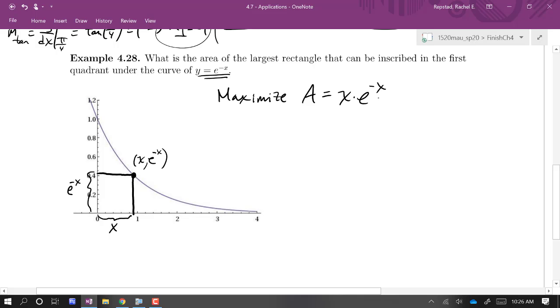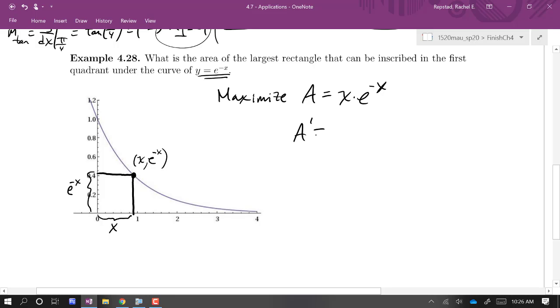There we have our function. This is an optimization problem. We've written our function for area in terms of just a single variable x. That means we're ready to jump in and take the derivative, because if we want to maximize or minimize something, we want to find critical values. We want to take the derivative and figure out where the derivative is 0. That's how we get started with this.